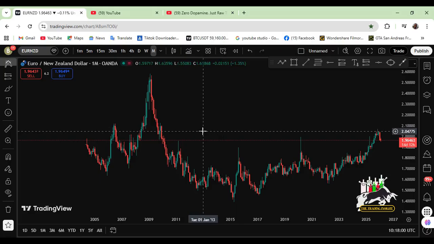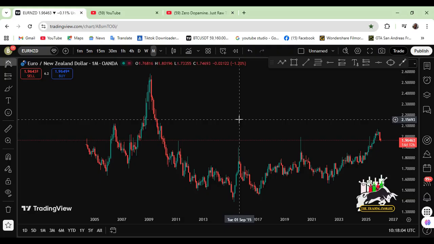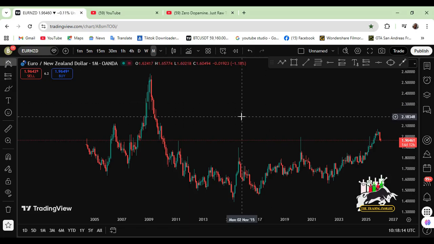Now this is Euro NZD and this is the monthly time frame. So what are we looking to do? We want to look at the direction of the market. But first of all, before taking any trade or before doing any analysis, mark out key levels in the market where we know that price would retest. I want to be very plain and honest here.